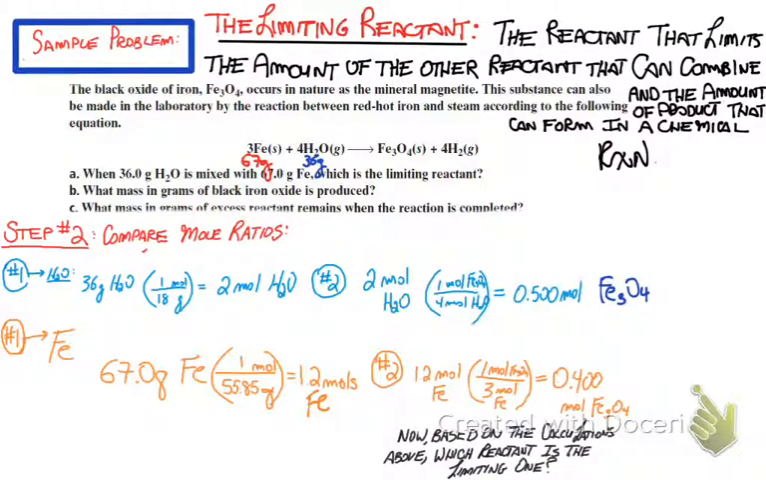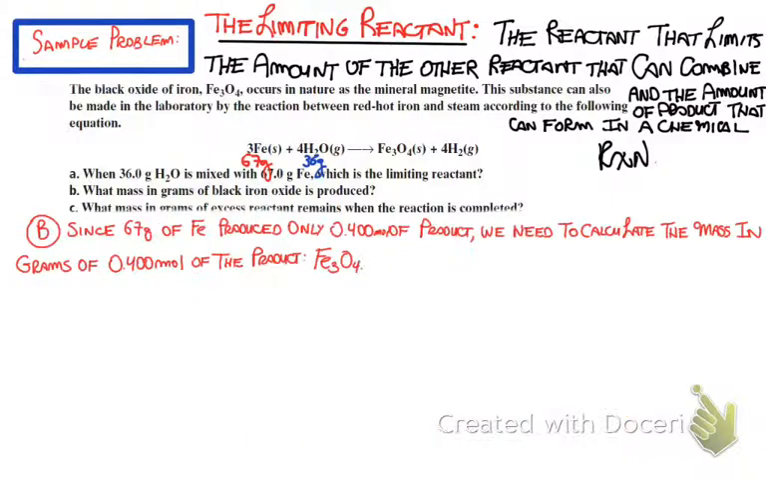We simply, since 67 grams of the iron produce 0.4 moles of product, need to calculate the mass in grams of 0.4 moles of the product Fe3O4. So we do that using the periodic table. Fe3O4 has a molar mass of 231.55 grams. So we find out that 0.4 moles will produce 92.62 grams of iron 3 oxide, the black oxide. So this is pretty straightforward.